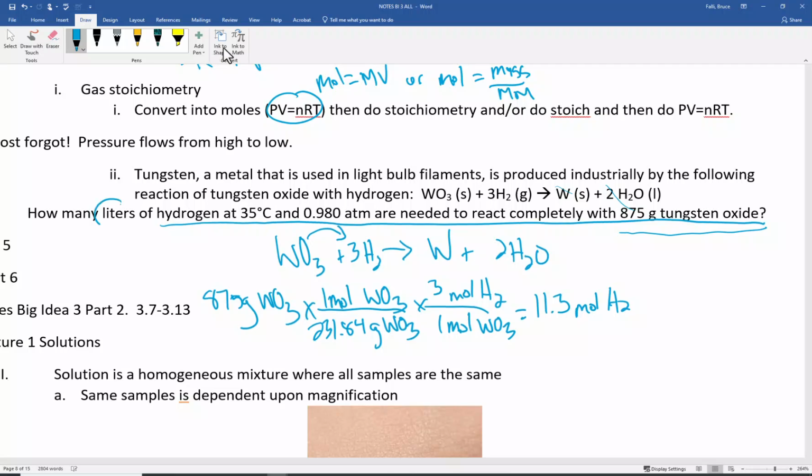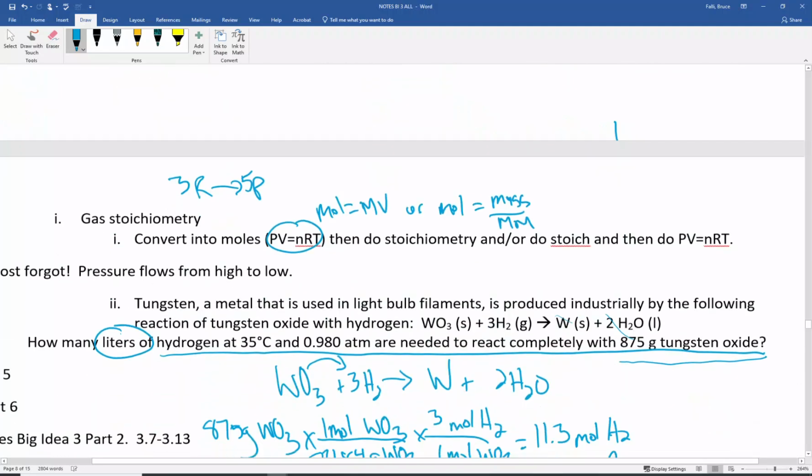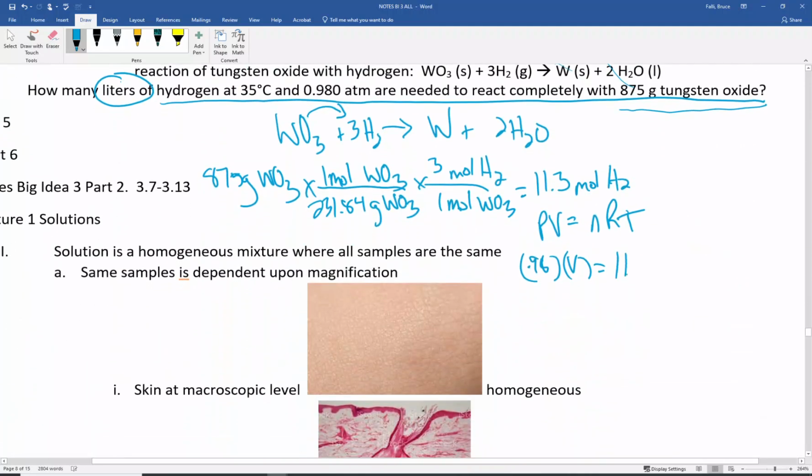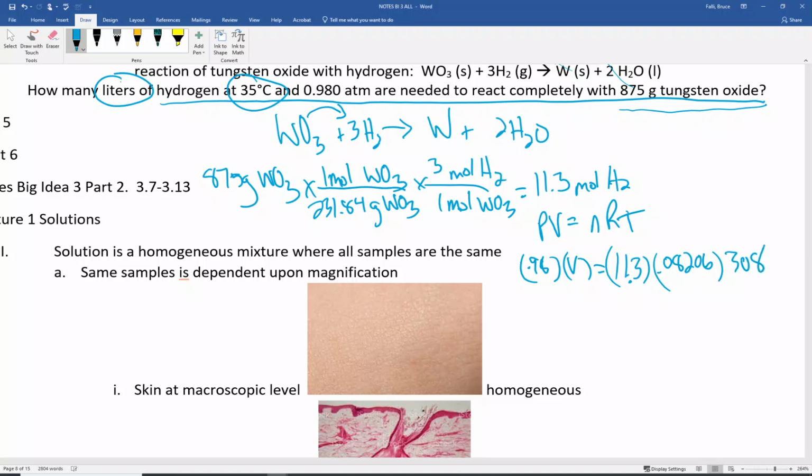So then I want to figure out how many liters of hydrogen that is. Okay. So PV equals nRT. My pressure is 0.98. Solving for volume. Moles are 11.3. R is a constant, 0.08206. And my temperature has to be in kelvins. 273 plus 35 is 308. And my volume will be that answer.